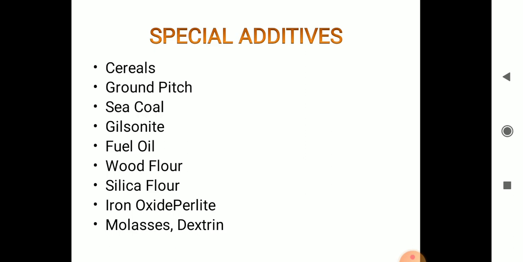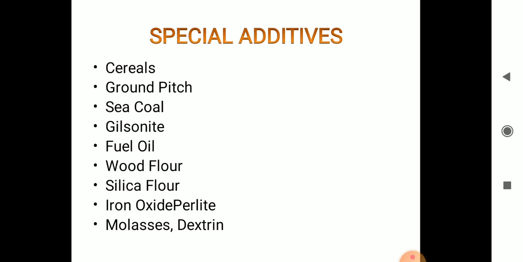Then ground pitch, a by-product of coke making, up to 2 percent, improves hot strength and casting finish on ferrous castings. Next is sea coal, 2 to 8 percent, a finely ground soft coal. In grey and malleable iron molding sand, it improves the surface finish and makes cleaning the casting easier. Next is gasoline, about 0.4 to 0.8 percent, a mineral that improves casting finish.